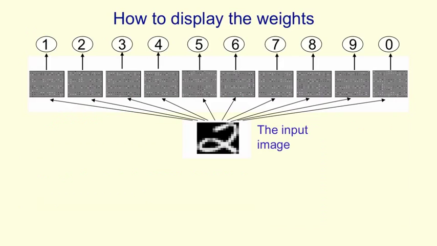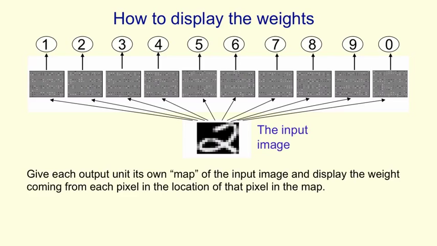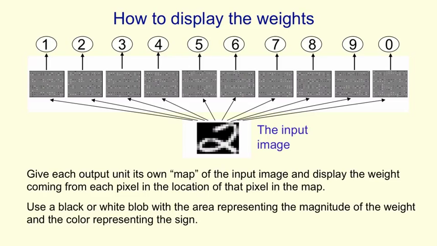So first we need to decide how to display the weights. And it seems natural to write the weights on the connection between an input unit and an output unit, but we'd never be able to see what was going on if we did that. We need a display in which we can see the values of thousands of weights. So the idea is for each output unit, we make a little map, and in that map, we show the strength of the connection coming from each input pixel in the location of that input pixel. And we show the strengths of the connections by using black and white blobs whose area represents the magnitude and whose color represents the sign. So the initial weights that you see there are just small random weights.